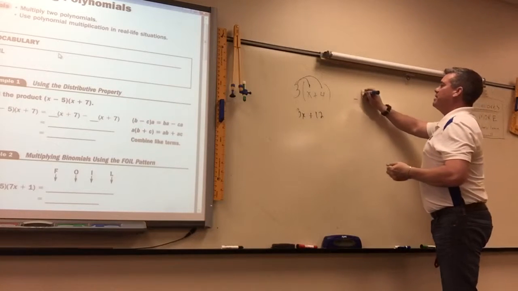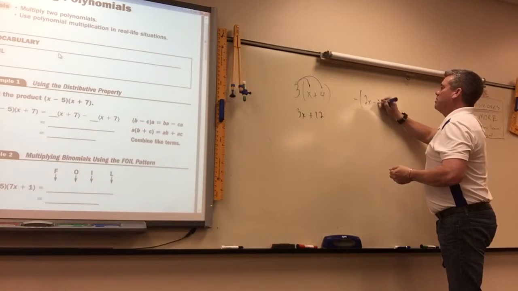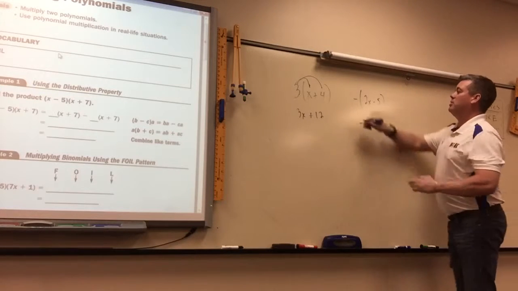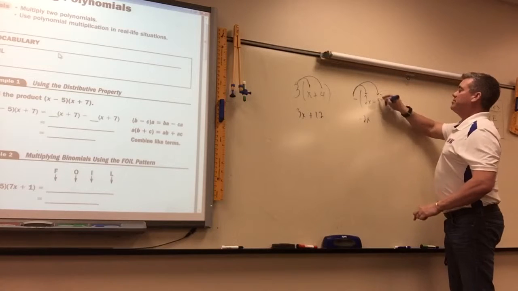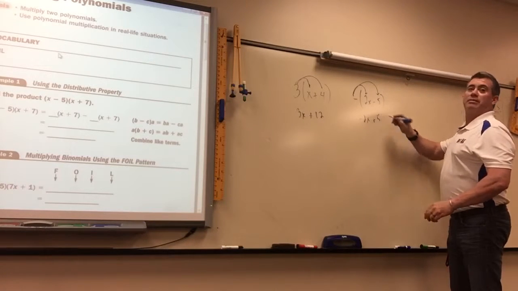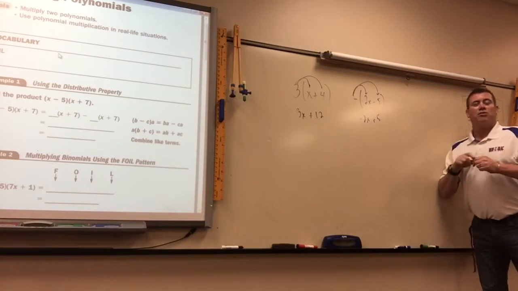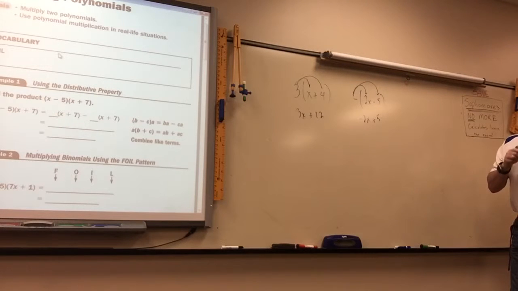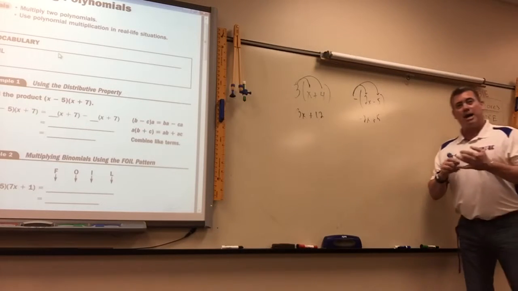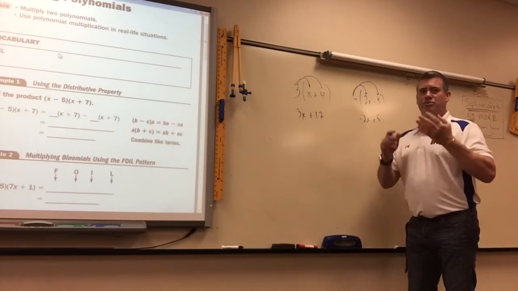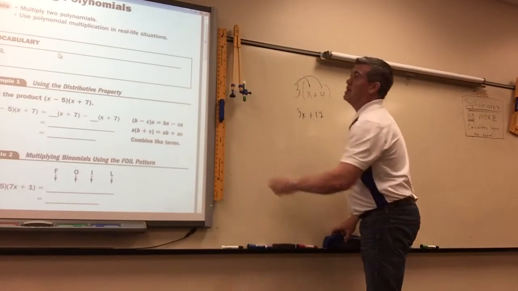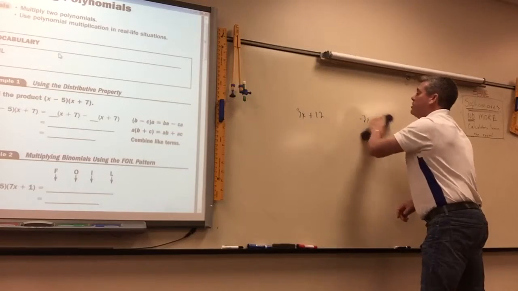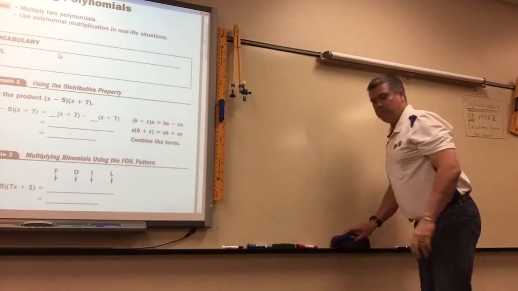Remember, if there is a negative in front, that means you distribute it through. A negative times a 2x is negative 2x. Negative times a negative 5 is a positive 5. So, you've done these before, but now we're going to be doing monomials times binomials, trinomials. The most common one is binomial times a binomial.